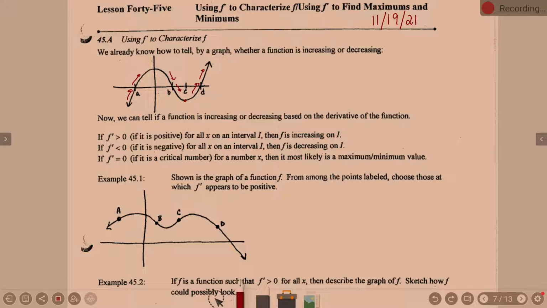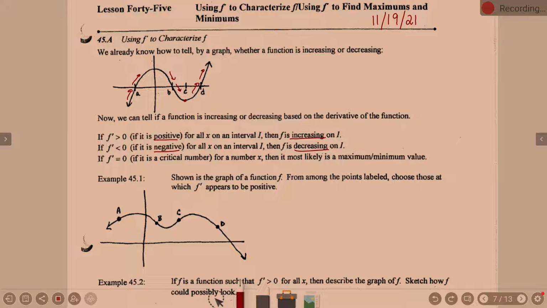If the first derivative is greater than 0, keep in mind greater than 0 in math terms means positive. So if the first derivative is positive for all x on that interval, then f is increasing on that interval. So they're talking about I being just an interval. So if the first derivative is positive at a point, the graph is increasing at that point. If the first derivative is less than 0, aka negative, then the actual function is decreasing.